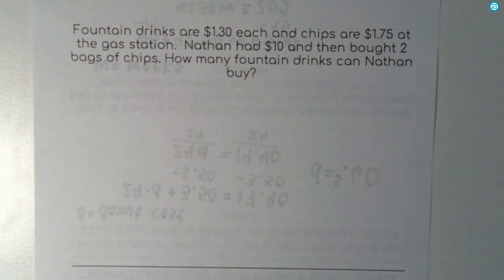Fountain drinks are $1.30 each, and chips are $1.75 at the gas station. Those prices are very outdated. I feel like chips are like $2.50 now.